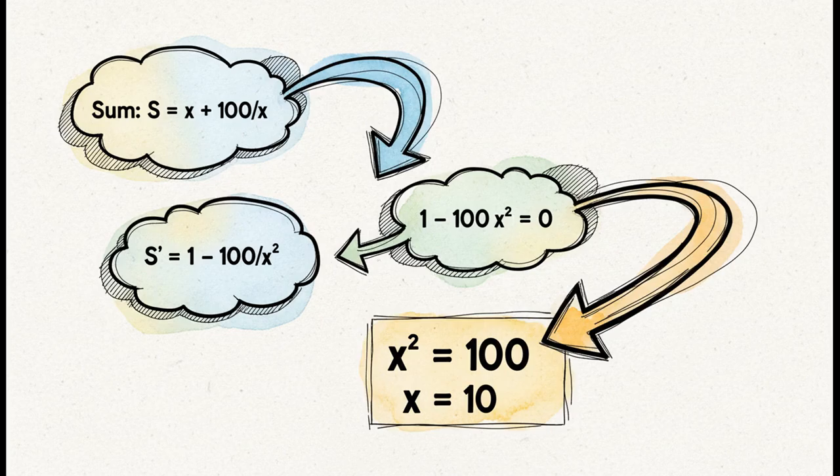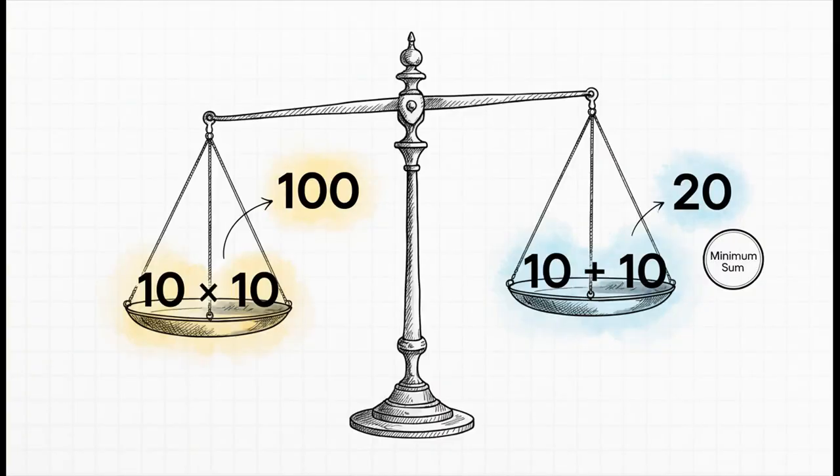From there, it's pretty straightforward. Find the derivative, set it to 0, and the math quickly points us right to the answer, x equals 10. And since x is 10 and their product has to be 100, the other number must also be 10. So there you have it. The two numbers that multiply to 100 with the smallest possible sum are 10 and 10. It's a simple, kind of elegant solution that we found with our powerful strategy.